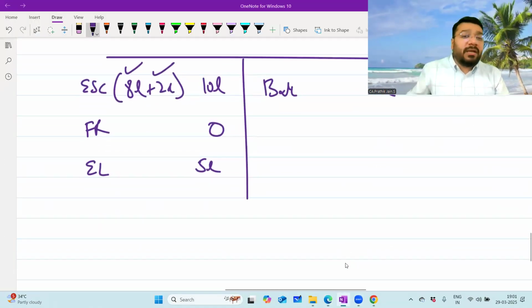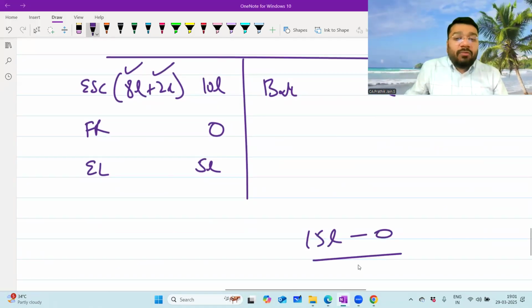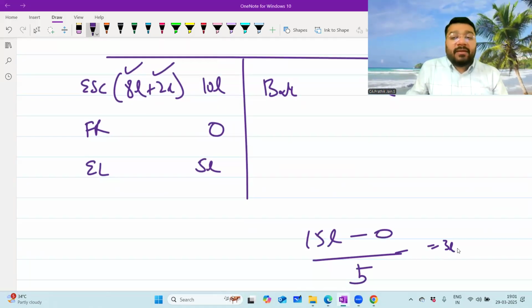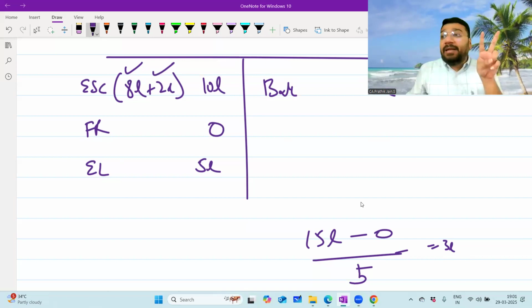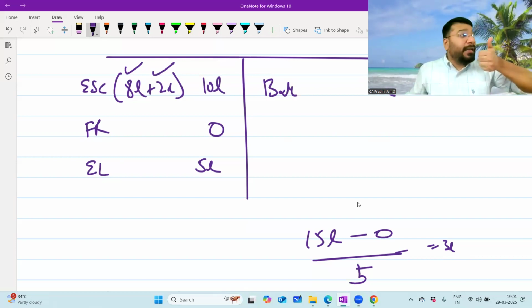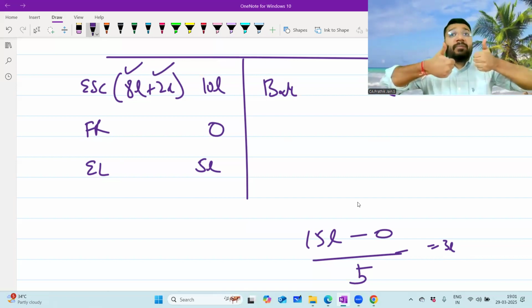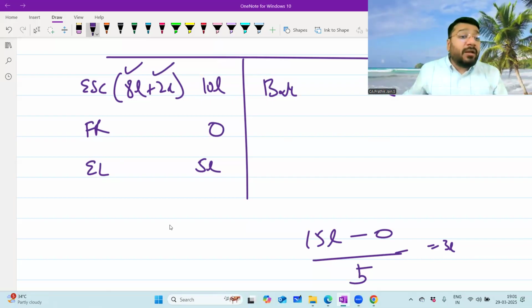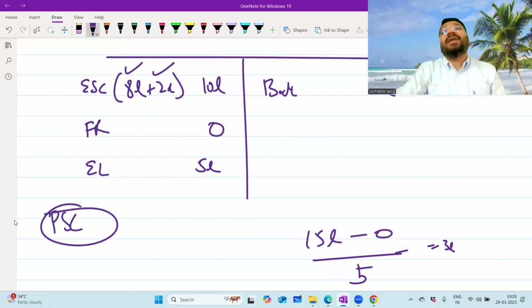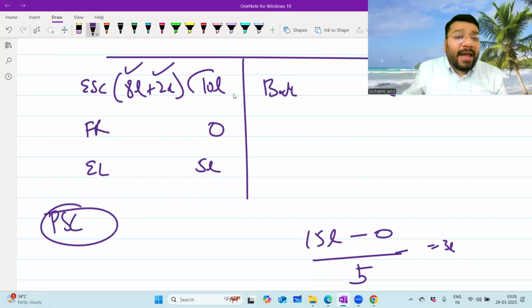Now please tell me what is security margin? 15 minus 0 by 5, which is 3. Now please tell me, can I do the buyback out of the free reserves? When I do the buyback, I have 2 options to keep the capital intact. One is issue preference share capital. Second, transfer from free reserve or security premium to CRR. Second option can I use? No, because I have no free reserve, I have no security premium. So this company, if it wants to buy back, it can only do by way of issuing preference share capital. So through preference share capital, you get the funds required to buy back the shares.